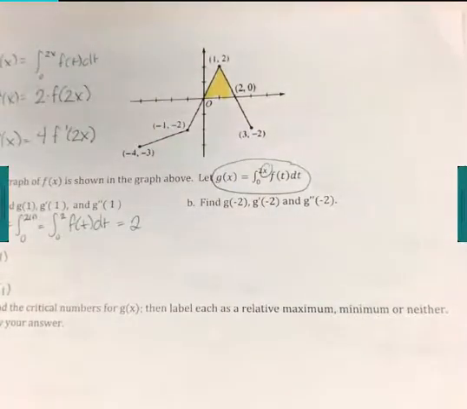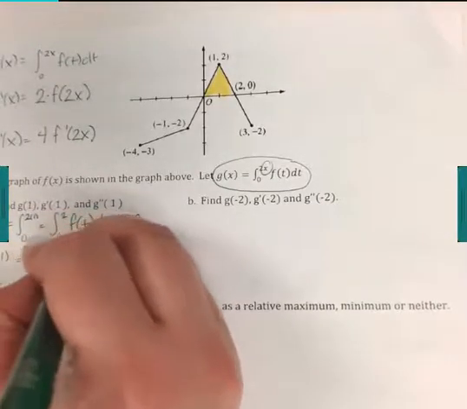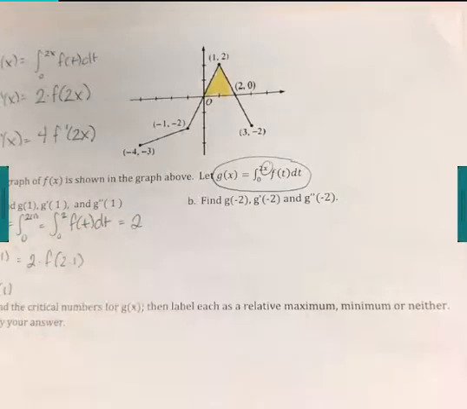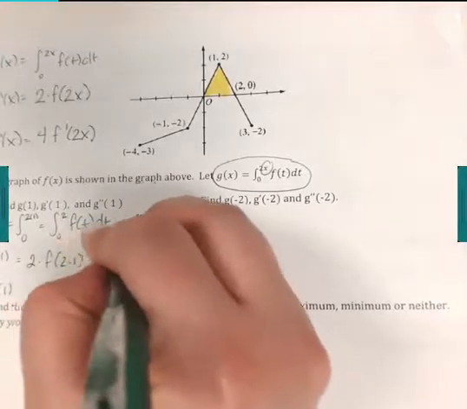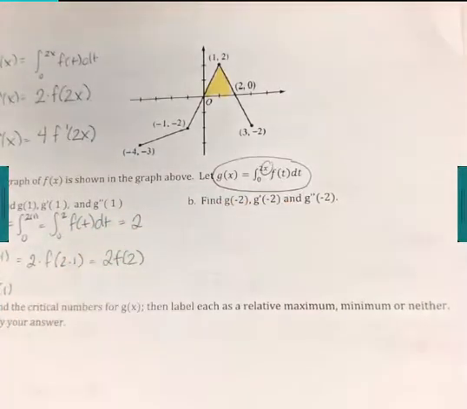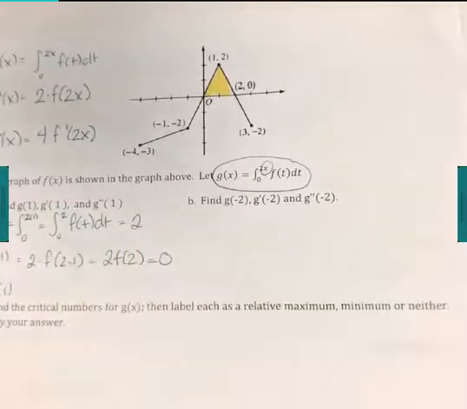Okay, so g prime of 1 is going to be this right here. It'll be 2 times f of 2 times 1, which is really what in the middle? F of 2. And then what's f of 2 in the graph? F would be a y value. Y value would be 0. So 2 times 0 would be 0. Next I want g double prime.